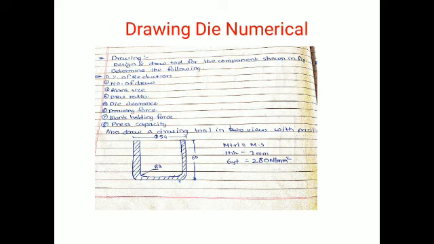So we have to determine the following. First one, percentage reduction, is blank size. Fourth one is draw ratio. Fifth one is die clearance. Sixth one is drawing force. Seventh one is blank holding force. And eighth one is press capacity. Also draw a drawing tool in two views with part list that is given.